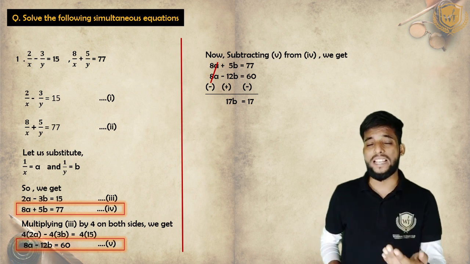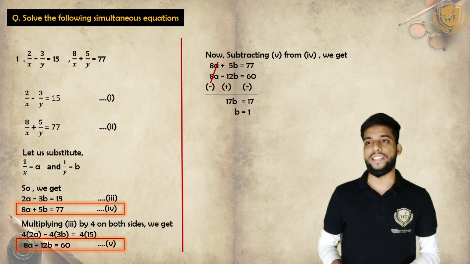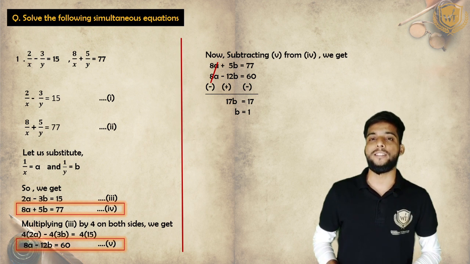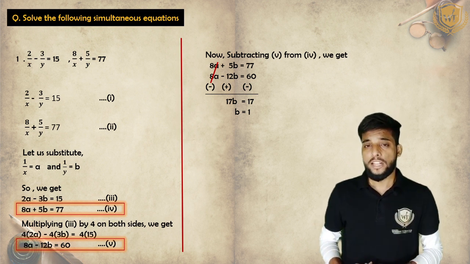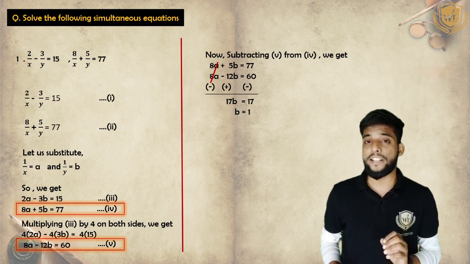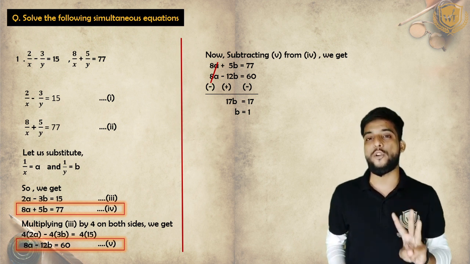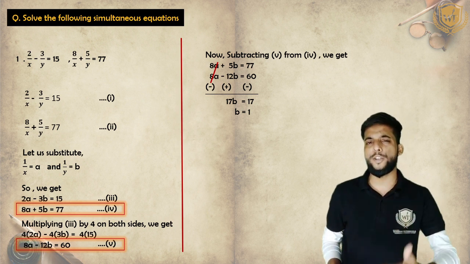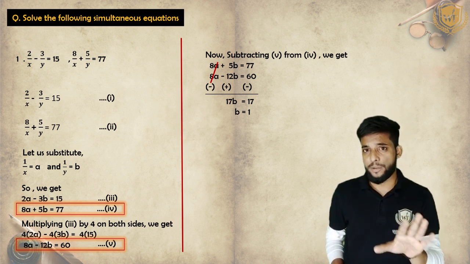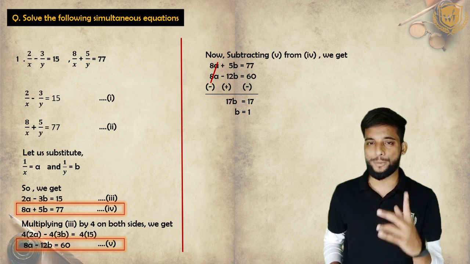So from this we will easily get the value of b. The value of b is 1. Let us substitute the value of b in the easiest equation. Now we have 5 equations, but in the variables a and b we have only 3 equations. Equation number 3, 4 and 5. So substitute in the easier one. Equation number 3 is a little simple, we'll substitute in that.